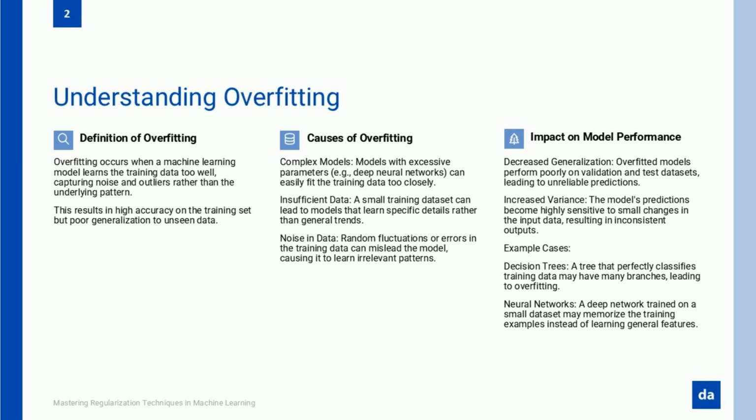Second, if you're working with a small dataset, your model might force itself to find patterns where none exist. It's like trying to predict the stock market based on just 1 week of data. You're going to come up with a bunch of nonsense correlations that don't actually hold up in the real world. And finally, noise. If your dataset has errors, outliers, or irrelevant details, an overfitted model will obsess over those tiny quirks instead of focusing on the real trends.